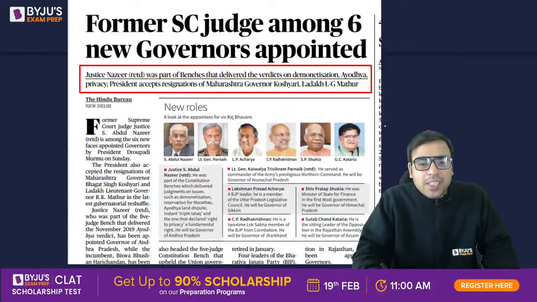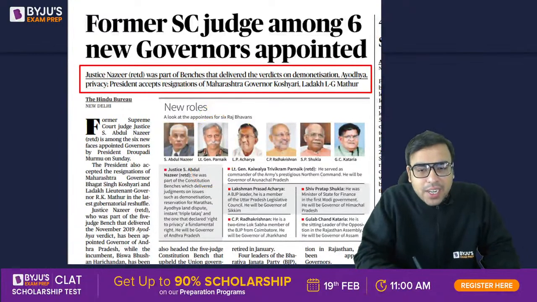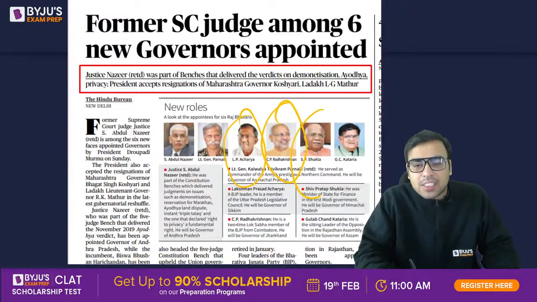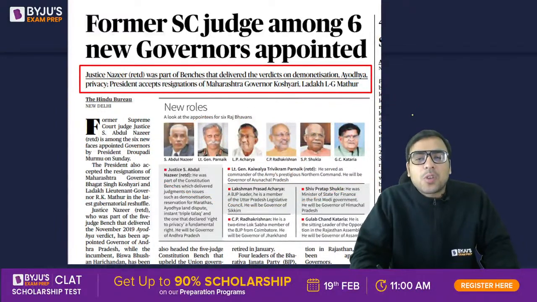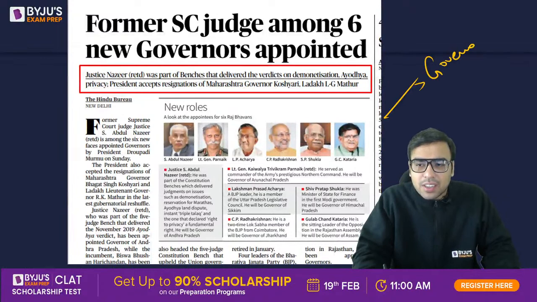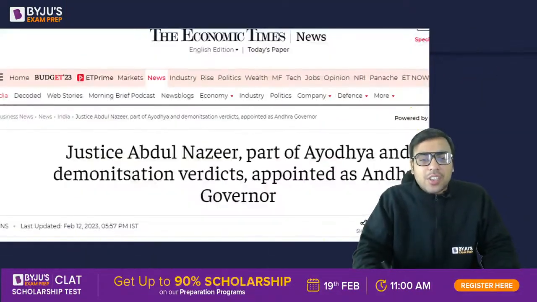Then other appointed governors like Lieutenant General Parnaik, LP Acharya, CP Radhakrishnan, SP Shukla, GC Kataria. So these are actually the 6 new entrants into the, sorry, not Rajya Sabha, I mean the governor's office, the new governors of the different states. So you can see it here.